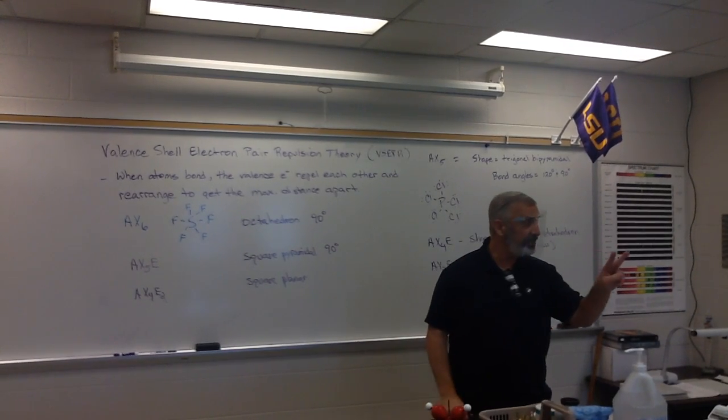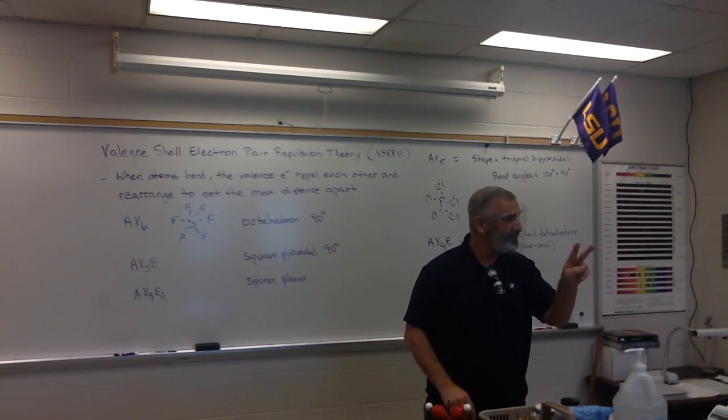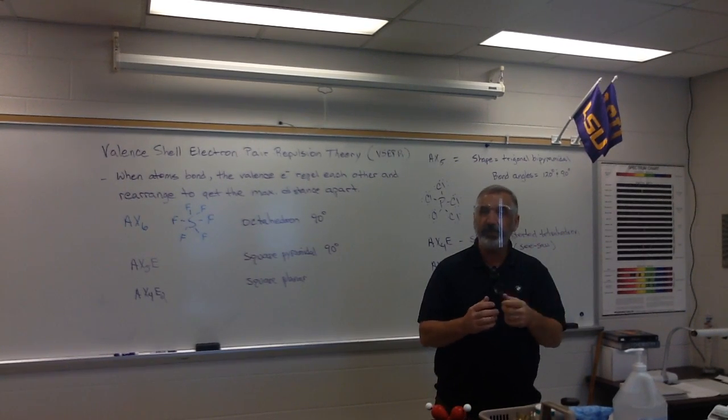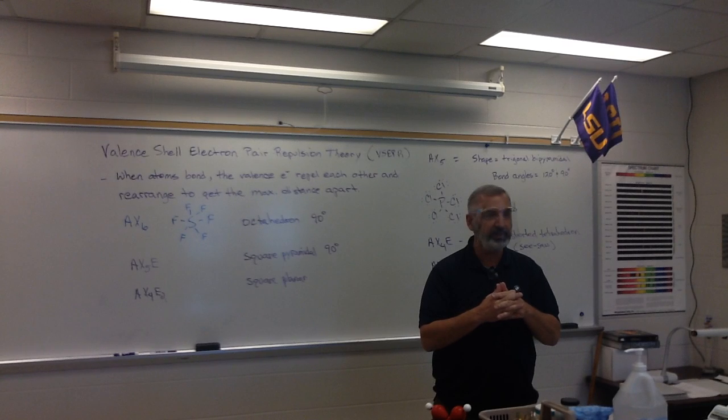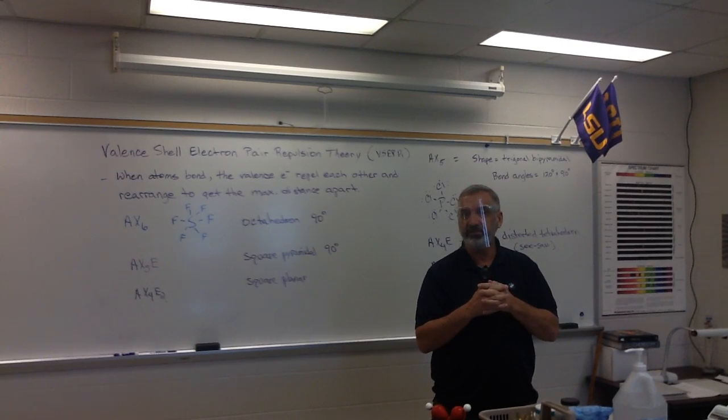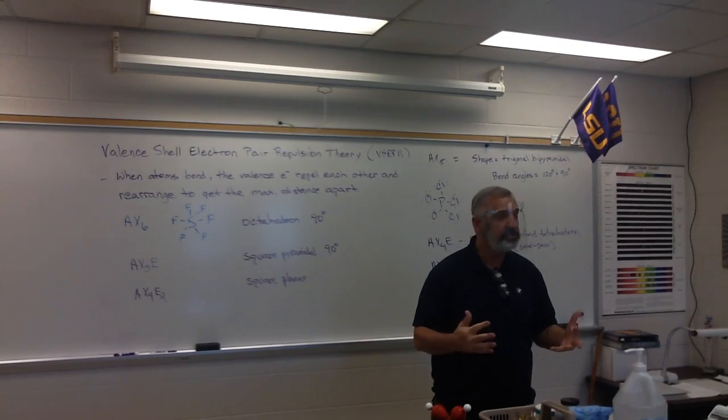If there are 2 pairs of electrons, 2 bonding sites, 2 sigma bonds, it's going to be 180. 3 sigma bonds, 120, a triangle, trigonal planar. 4 sigma bonds or lone pairs, it's going to end up being tetrahedral. Now, the shapes of the molecules vary.